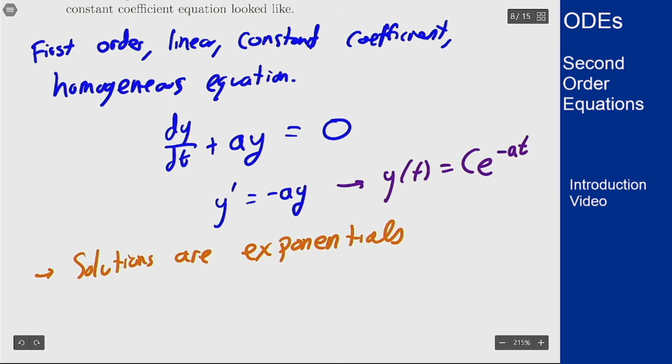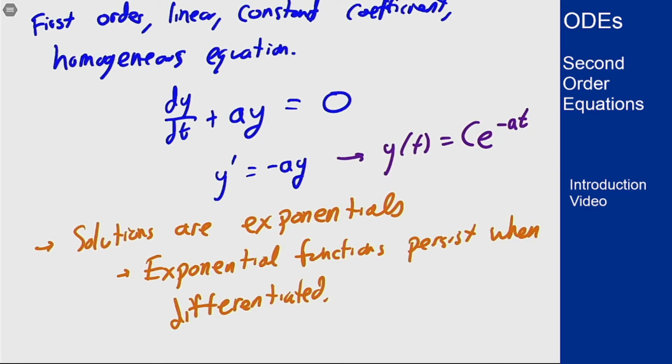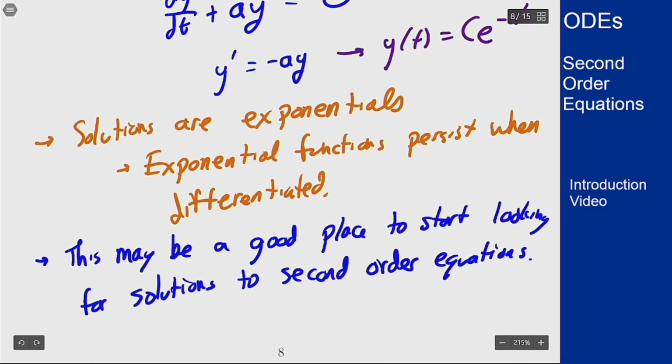And why does that work? Well, if I look back to my equation here, the point is with exponentials, derivatives keep the function the same. If I differentiate an exponential, I just get the same exponential back with a constant in front of it. So this works because exponential functions show back up when they're differentiated. And since that doesn't matter if we're doing one or two or more derivatives, this might be a good place to start to look for solutions to second order equations. Where does that lead us?